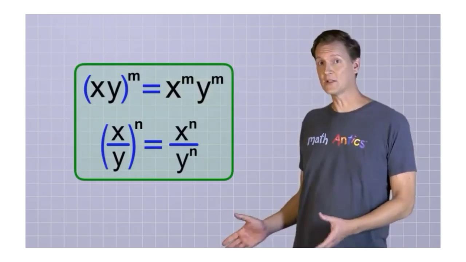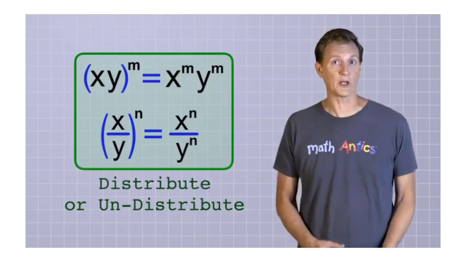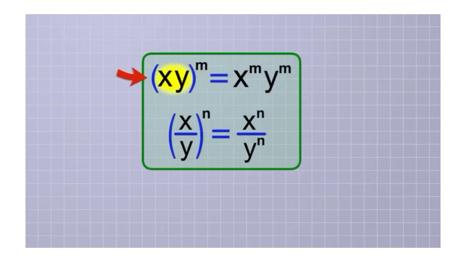It turns out that these laws aren't about simplifying exponents, they're about how you can distribute or undistribute a common exponent to different bases. The first law shows this group, x times y, that's being raised to the power of m, and it says that you can rewrite it as x to the m times y to the m. In other words, you can distribute the exponent to each factor in the group. And the second law shows the group, x divided by y, that's being raised to the power of n, and it says that you can rewrite it as x to the n divided by y to the n. In other words, you can distribute the exponent to each part of the fraction.